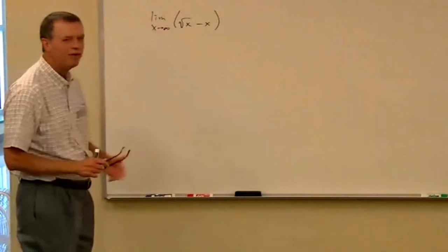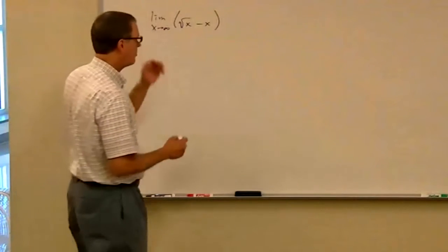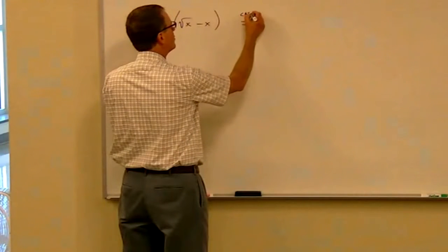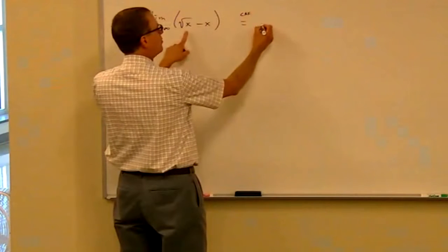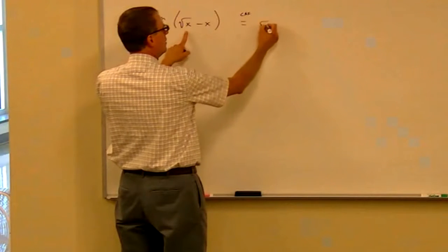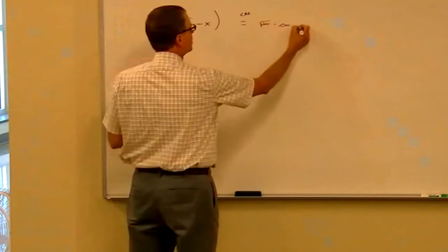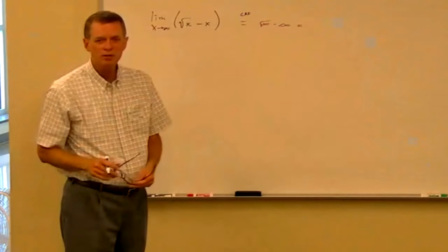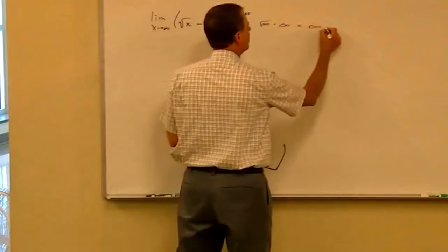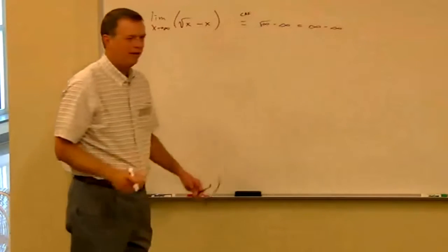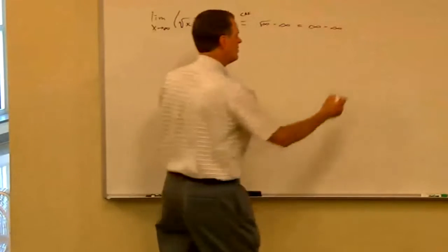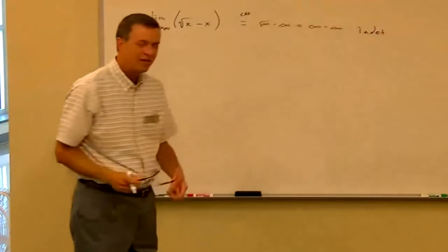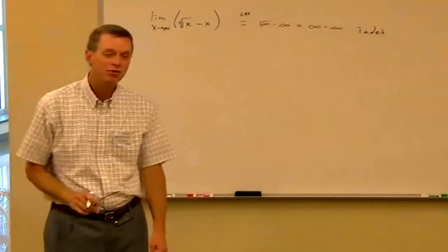Okay, so we're going to plug in infinity for x. So what does that give me? If I use the continuity theorem, continuity of algebraic functions, I get square root of infinity minus infinity. Well, guess what, folks? Infinity is so large that even when you take the square root of it, it's still infinity. And that's an indeterminate form. It's not necessarily zero. It might be zero, but it could be almost anything.